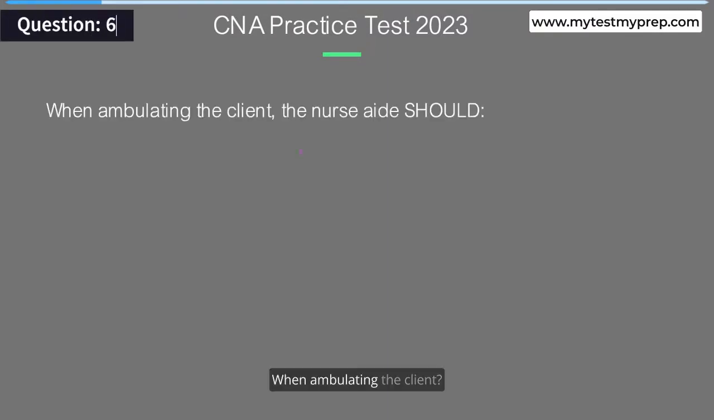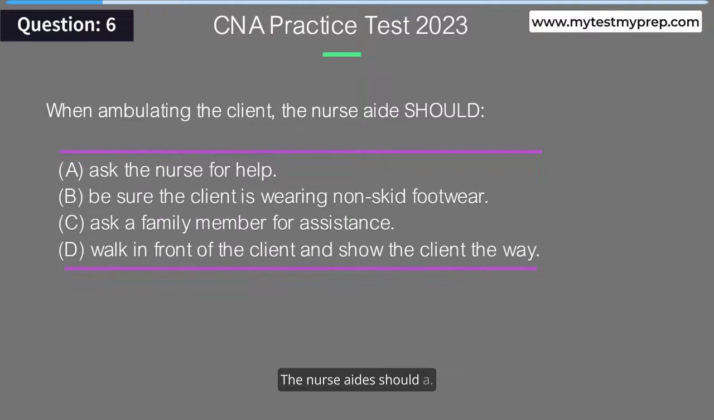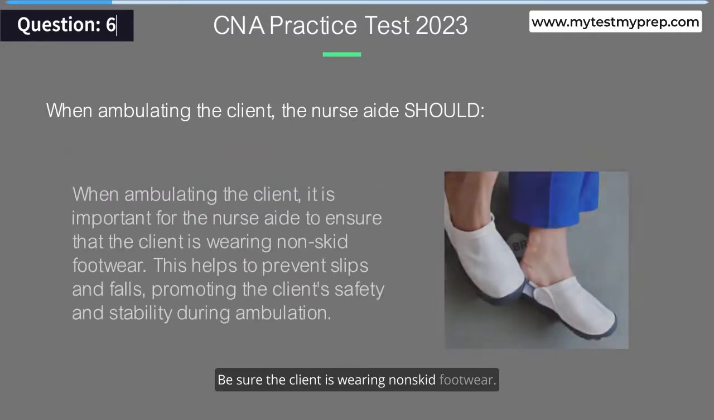When ambulating the client, the nurse aide should A. Ask the nurse for help. B. Be sure the client is wearing non-skid footwear. C. Ask a family member for assistance. D. Walk in front of the client and show the client the way. Answer B. Be sure the client is wearing non-skid footwear.